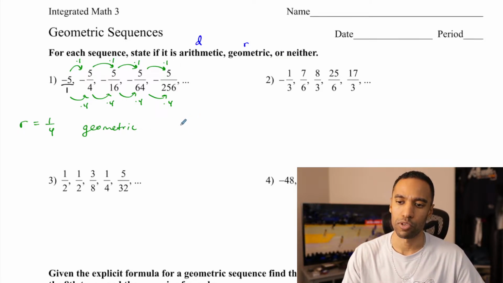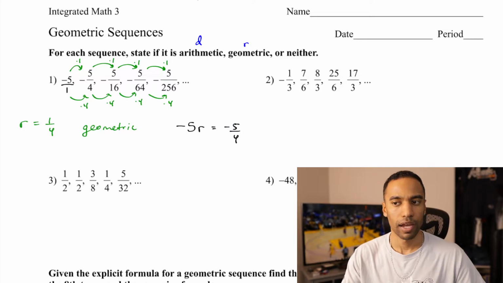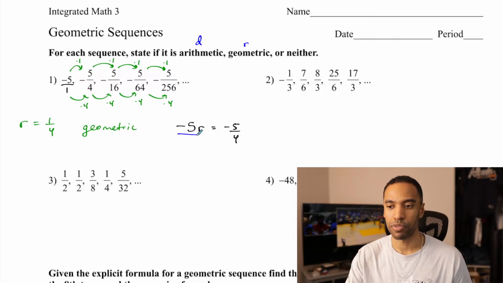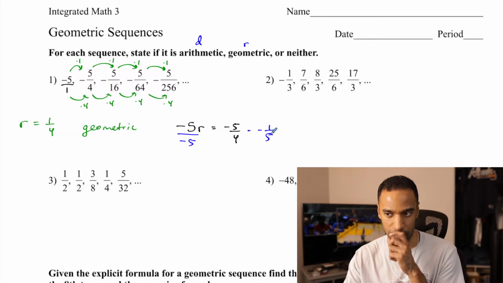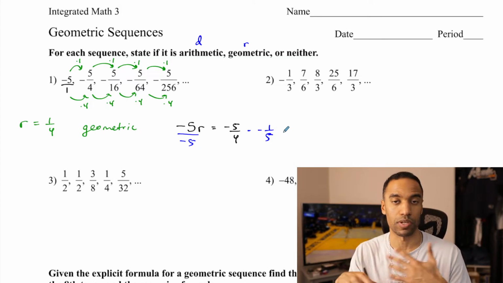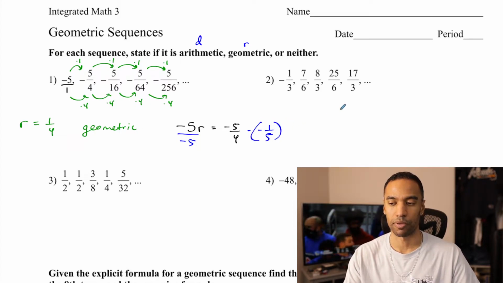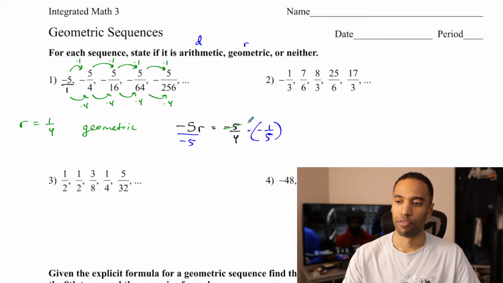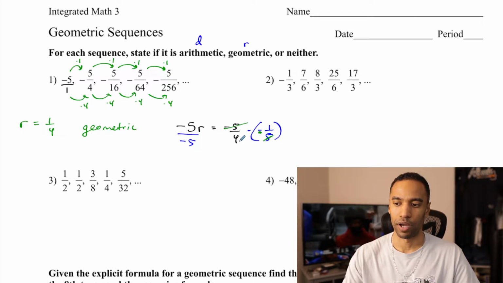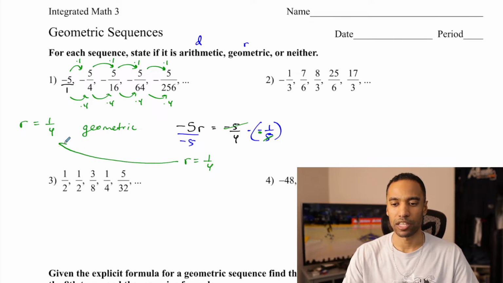If I don't know what I'm multiplying by from -5 to some common ratio to get -5/4, what I got to do is solve for r. I got to divide both sides by -5 or multiply by -1/5 in this case. When you divide by a number, you multiply by its reciprocal. So a fraction like -5 over 1 multiplies by its reciprocal there. -5 over -5 is +1, and then you get 1/4 right there. R is 1/4. So, it points back to what we're doing there.